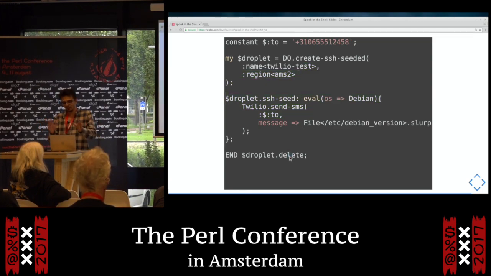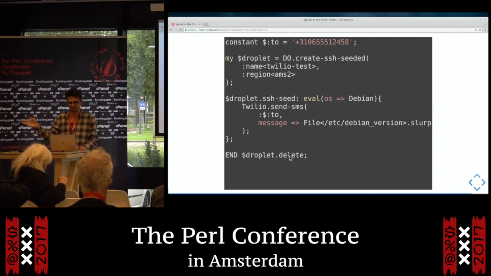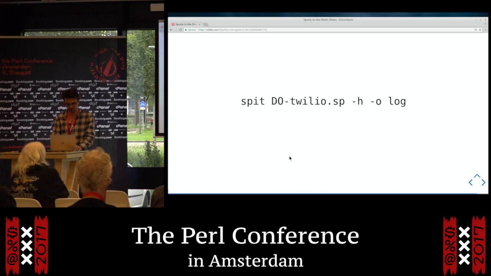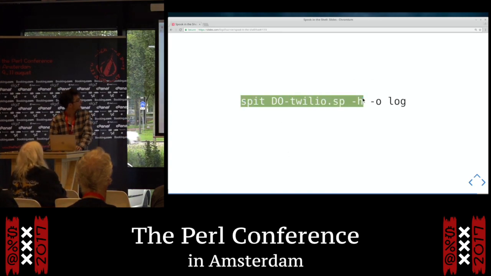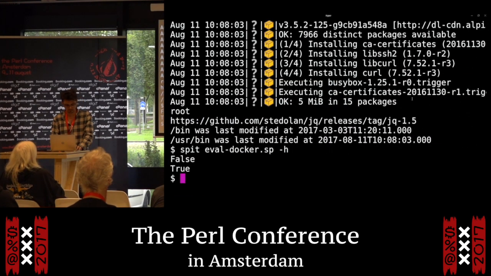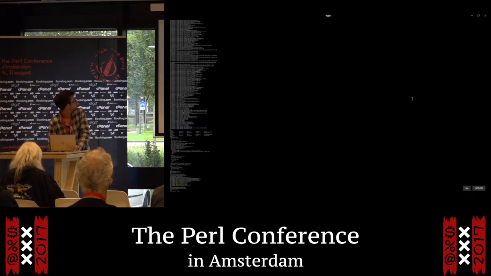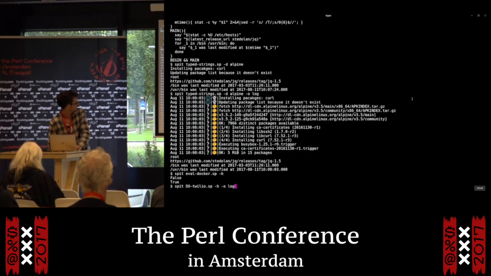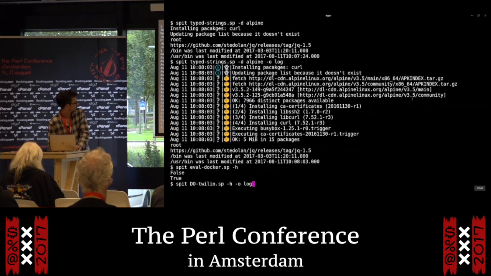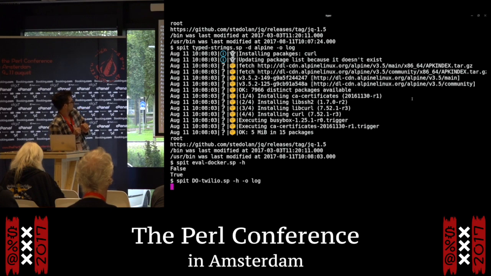So all this is doing, it's totally pointless, but we're creating a DigitalOcean droplet. We're SSHing into it and sending myself an SMS from inside the droplet, which means just making a curl request. So here you go. I think I might need to zoom in. Oopsie daisies. Okay. So here we go.